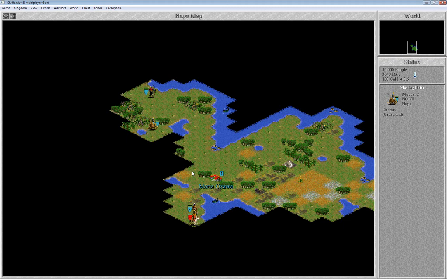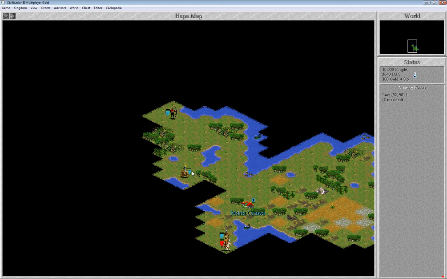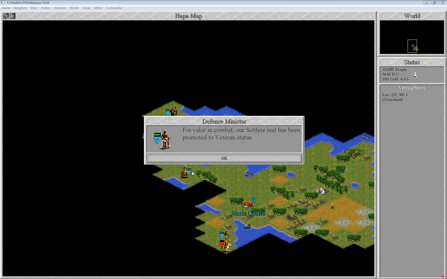And usually when settlers get attacked and they survive, they get to be veterans. Not that great, actually. Really not that great. Veteran settlers don't produce anything quicker, and the cities that they build are just the same. It's just that the next time they get attacked, it'll be a little harder to kill.